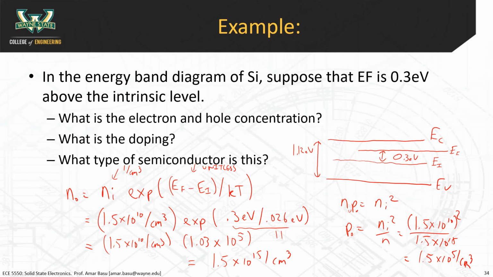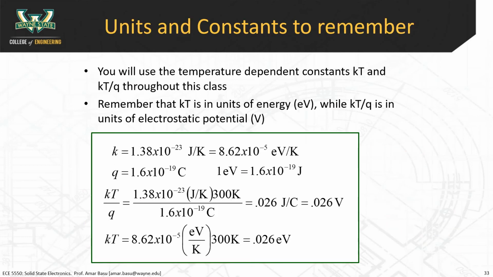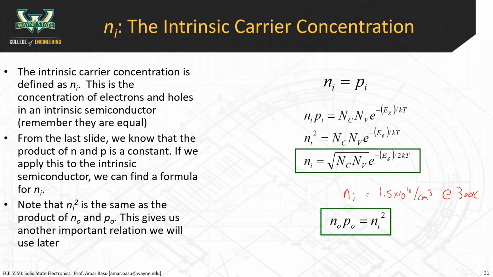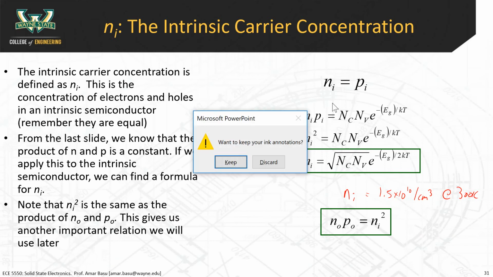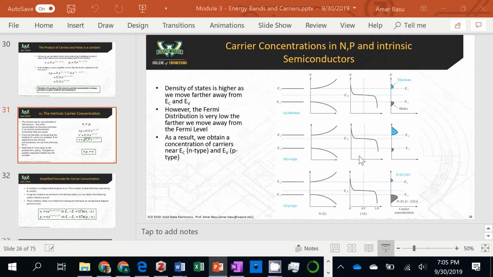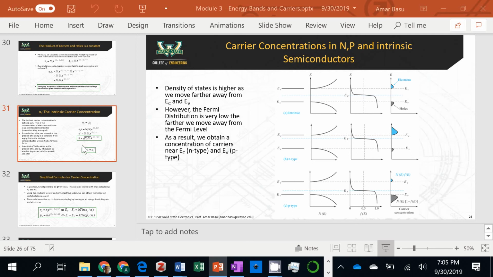So the ni value given there was a constant for silicon. I'm sorry? The ni value. Yes. Is it a constant for silicon? It's a constant for silicon at room temperature. So keep this in mind, this formula for ni is an exponential function of temperature.